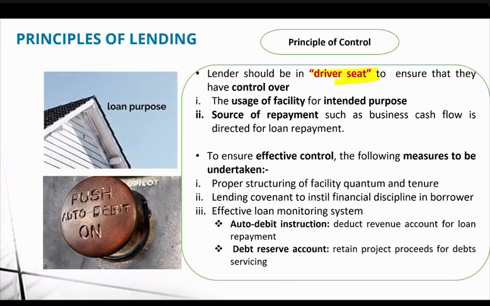That's why they put the term driver's seat. The driver's seat means you have control. You have control over the purpose and the usage of the facility for the intended purpose. And you have control over the source of repayment, such as business cash flow. So to ensure effective control, these are the measures you undertake. Proper structure of the quantum and tenor, covenants, we'll talk about later, and effective loan monitoring system, examples.